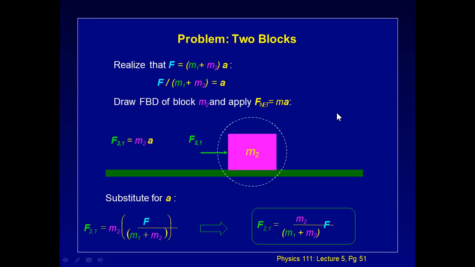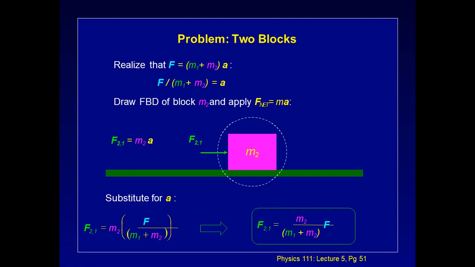Now, if we draw the free body diagram, F net is equal to ma. The force applied to the second block would be equal to M2 multiplied with the acceleration. Substituting the value of a from the first equation, F21 is equal to M2 multiplied with F all over mass 1 plus mass 2. Hence, simplifying, F21 is equal to M2 multiplied with F all over the summation of masses 1 and 2.